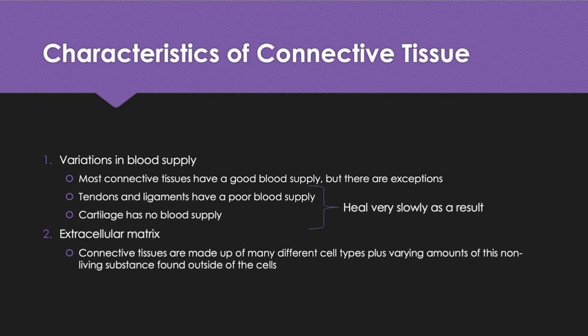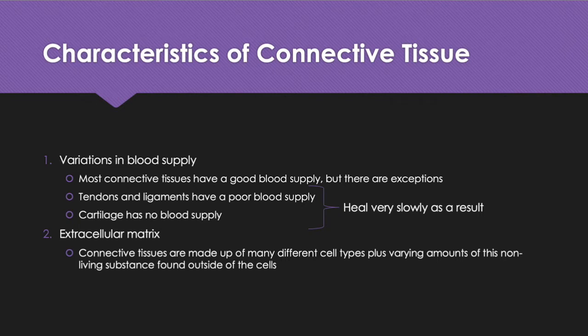Some characteristics of connective tissue are going to be variations in blood supply. Most connective tissue has a good blood supply, but there are exceptions to that. Tendons and ligaments both have poor blood supply, and cartilage has no blood supply at all. So if you were to injure a tendon or a ligament or cartilage, they are very, very slow to heal because of that poor or lack of blood supply.